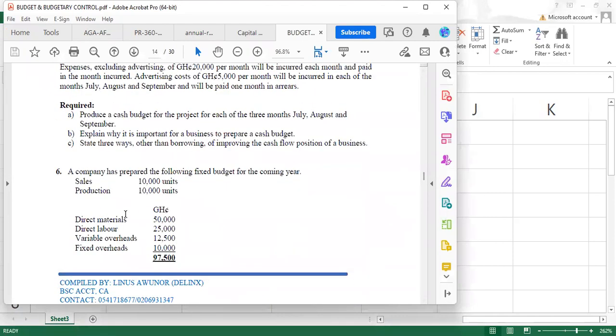The direct material cost is what? Yes, 50,000. The direct material cost is what? 50,000 for how many units? For the budget, 10,000. So right now we have produced 12,000. Are you still going to incur 50,000? No, it will be more. So what will that cost be? What should have been the cost to us?